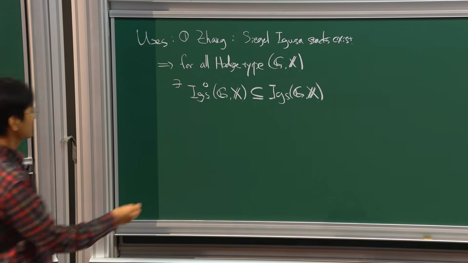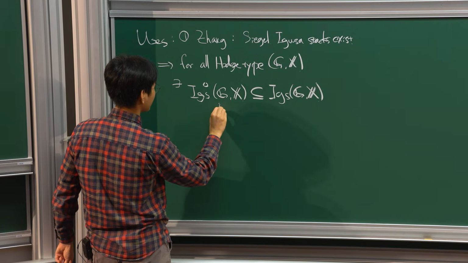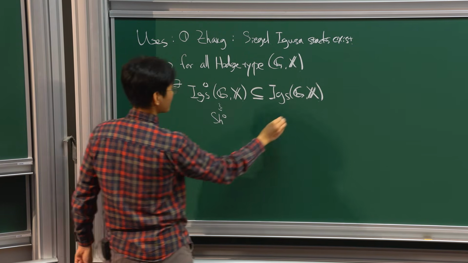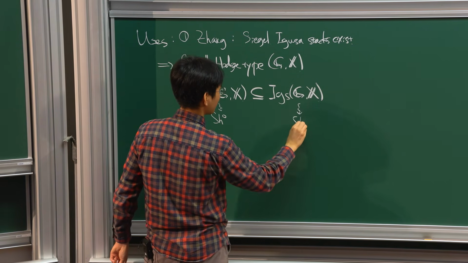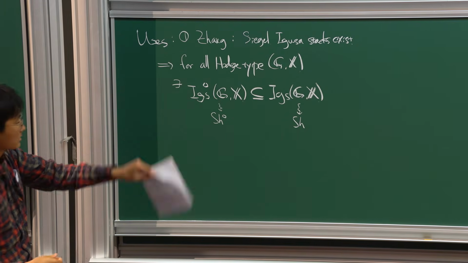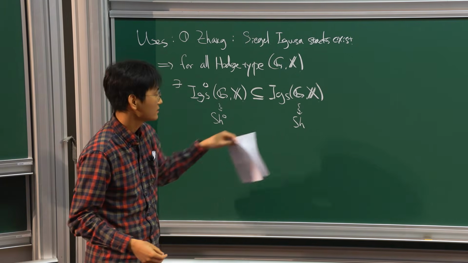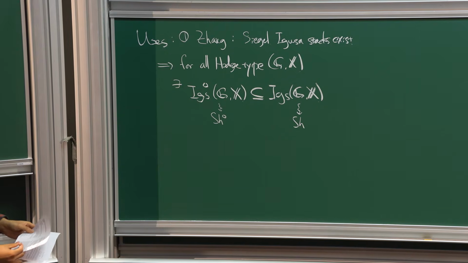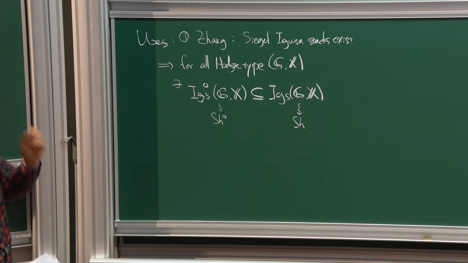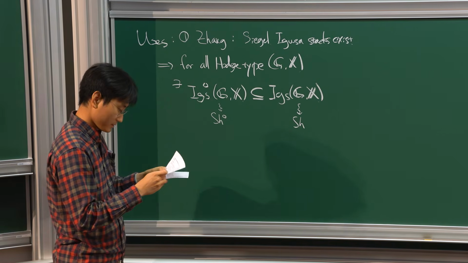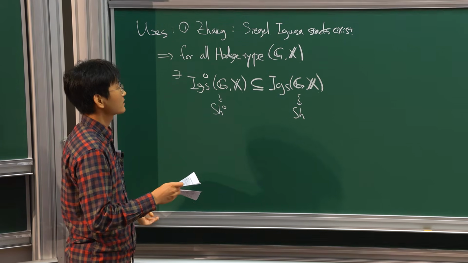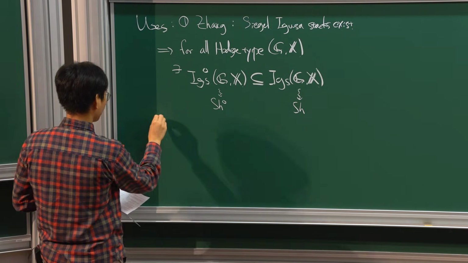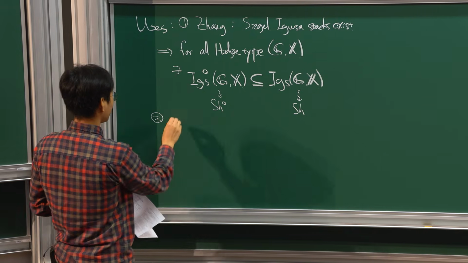And this is a thing that will base change to the good reduction Shimura variety. And this is a thing that will base change to the good reduction plus bad reduction locus of the Shimura variety. So that's one thing that we can deduce. Another thing is functoriality.